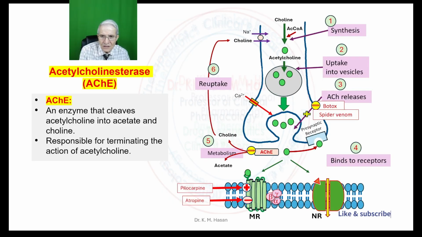Okay, as you can see here in this graph, the acetylcholinesterase enzyme is responsible for metabolism of acetylcholine. This enzyme metabolizes acetylcholine to acetate and choline, and choline will be reused again, as you can see here, as a recycle or reuptake in the neuron. This enzyme, acetylcholinesterase, is responsible for terminating the action of acetylcholine.